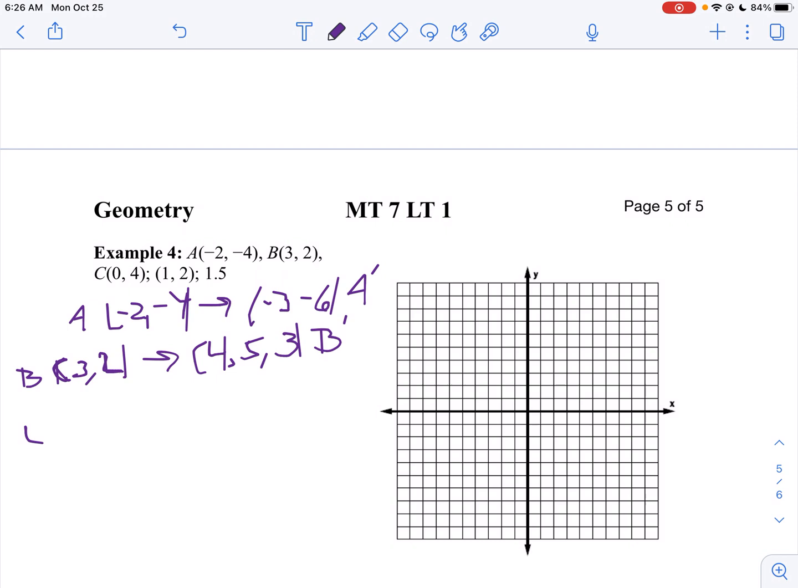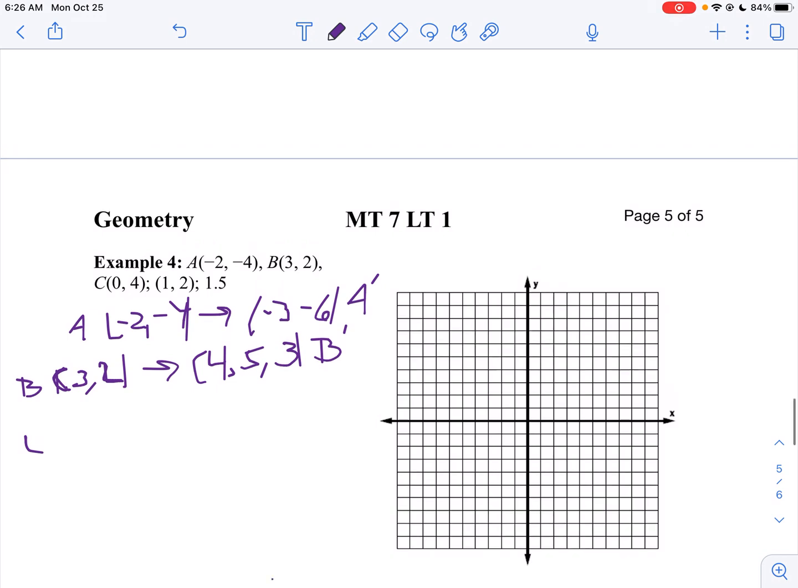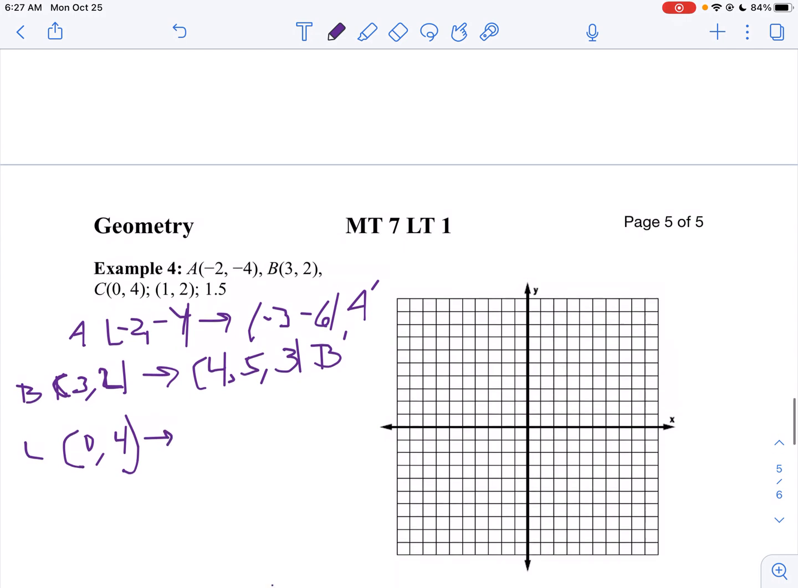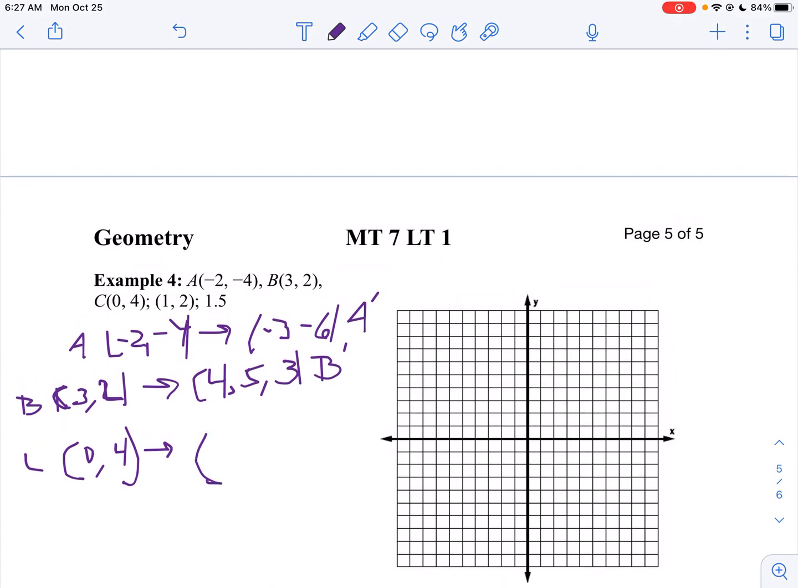Then we'll do C. Not C prime, just C, which is at 0 and 4. And 0 times 1.5 is 0. So I get 0 and 6. That'll be C primed. And then I'll do D, which is at 1 and 2. So it'll be at 1.5 and 3 for D primed.